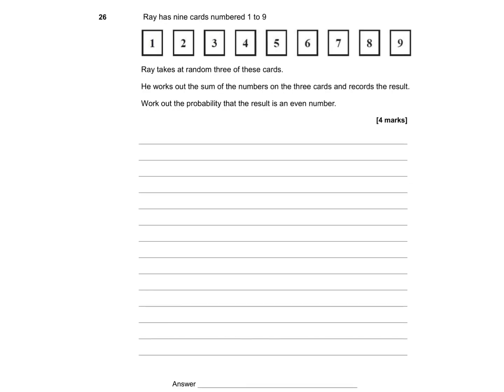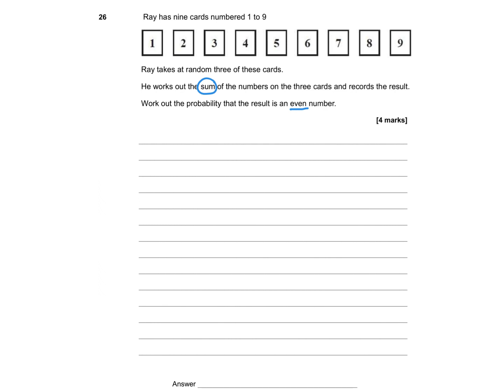Question 26 involves a little bit of thinking about what are the possibilities of what could happen versus actually trying to figure everything out. So Ray has 9 cards and they're numbered 1 to 9, as you can see there. Ray takes at random 3 of these cards. He works out the sum of the numbers on the 3 cards. So he's going to add up the three cards, and then he records the results. Work out the probability that the result is an even number.